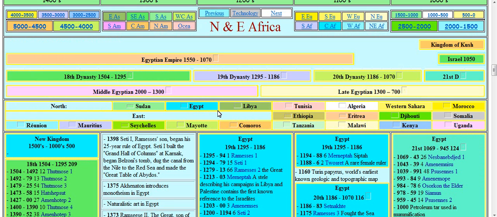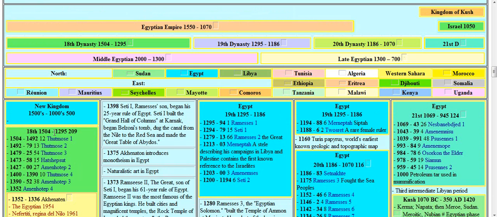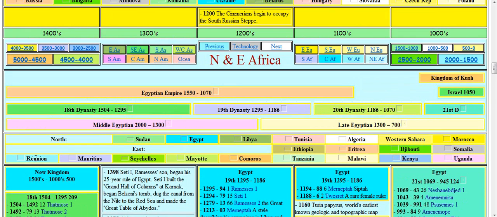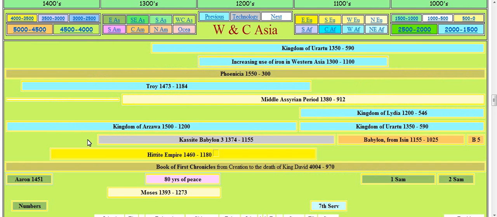Northeast Africa, this is Egypt. So you have the Egyptian Empire here. Here are all of the different pharaohs at that point. So if you wanted to see if Akhenaten, here's Akhenaten, if he lived at the same time as when he was in the Bible, because the Bible people, Joseph ran away from Egypt, just click on West and Central Asia, where modern day Israel is.